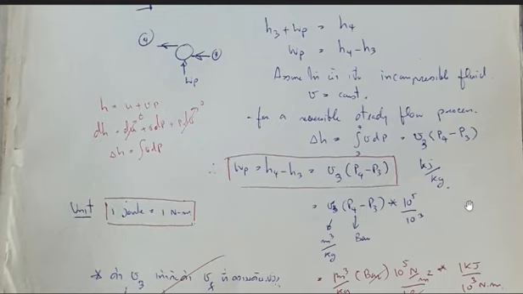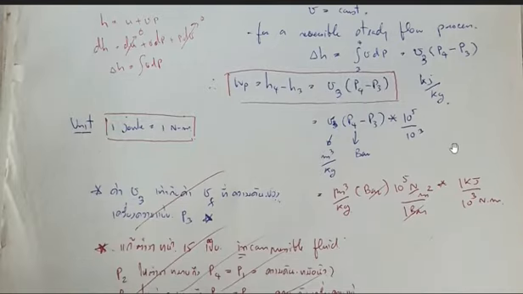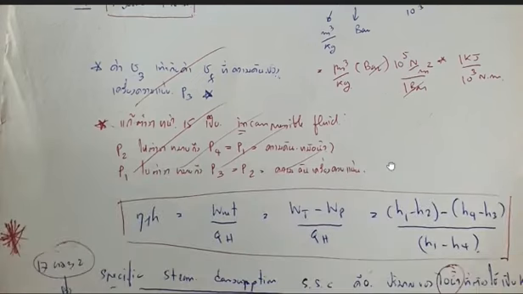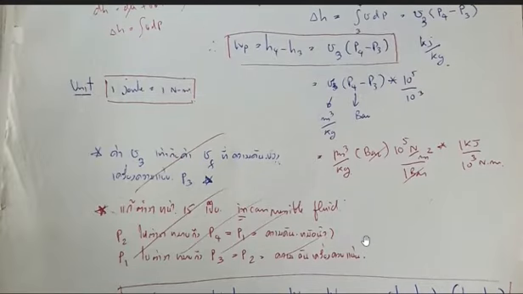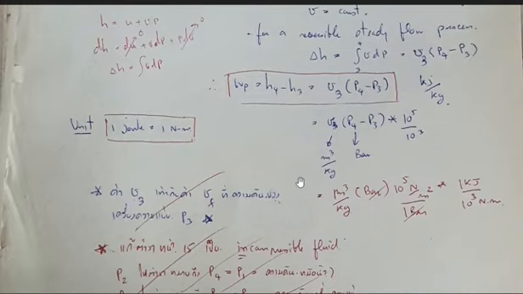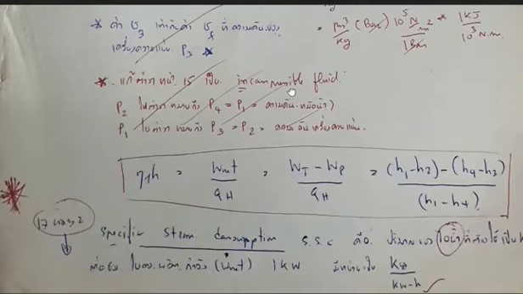So in order to get the unit of kilojoule per kilogram, we will multiply by 10 to the fifth divided by 10 to the third, just to make the unit consistent. So this is the formula for the work provided to the pump.